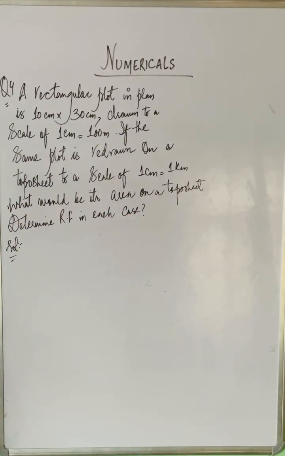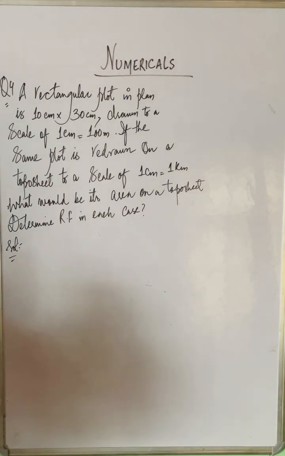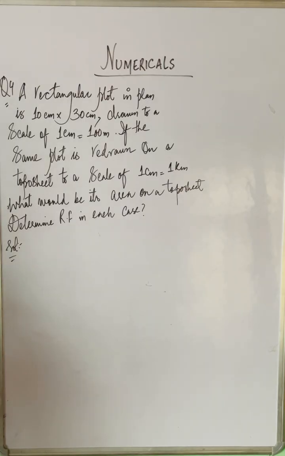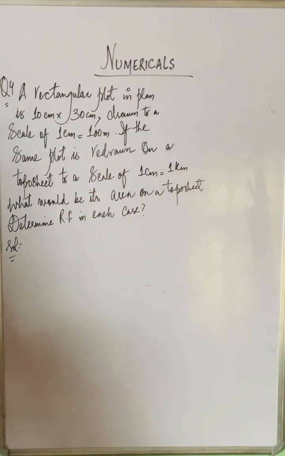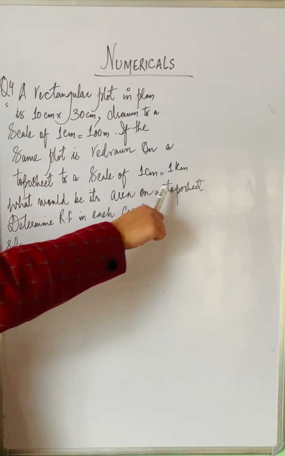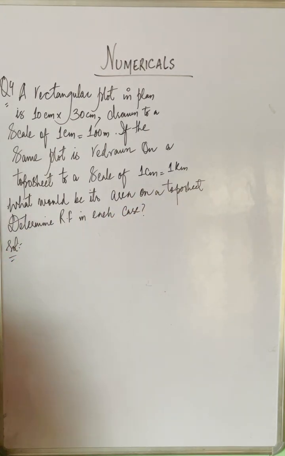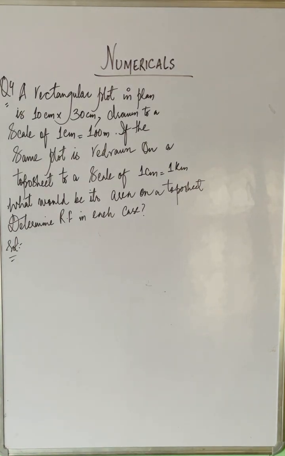Right? So the question is, a rectangular plot in plan is 10 centimeters cross 30 centimeters, drawn to a scale of 1 centimeter is equal to 100 meters. If the same plot is redrawn on a topo sheet to a scale of 1 centimeter is equivalent to 1 kilometer, what would be its area on a topo sheet and determine representative fraction in each case, right?